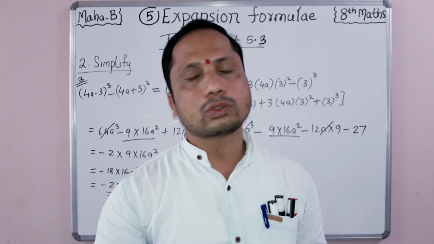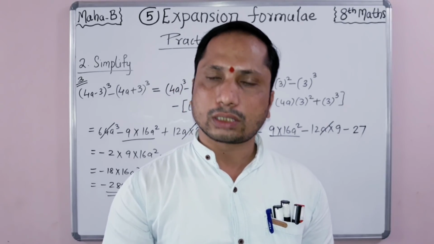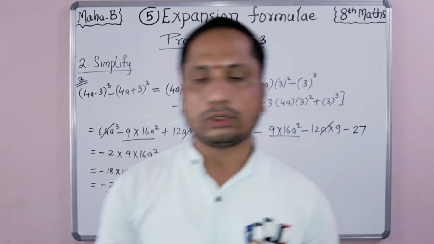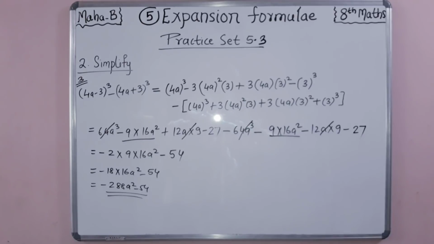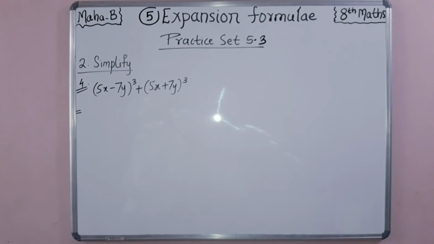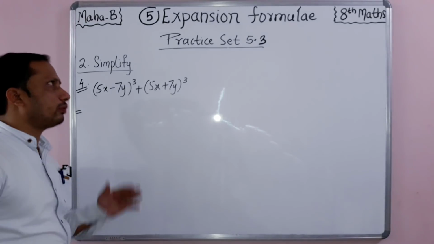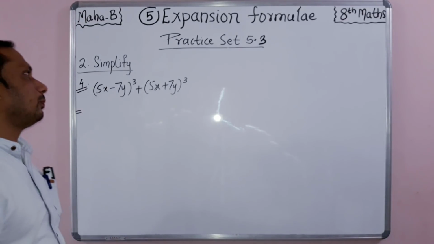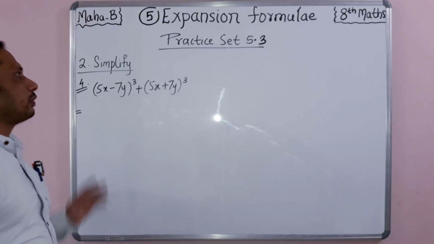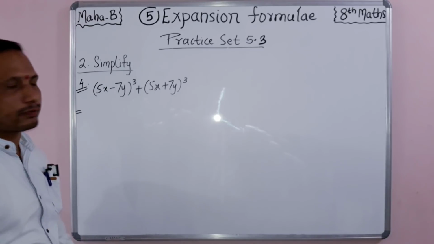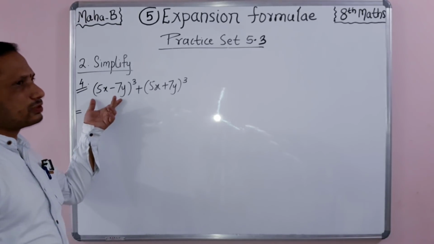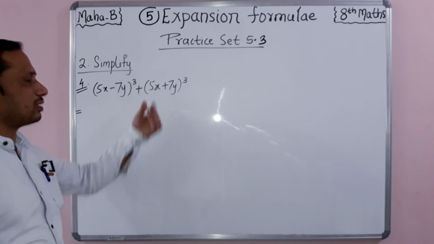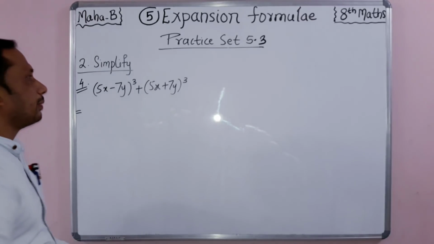And now we are going to solve the last question of the practice set 5.3. Okay students, see this is our fourth and last problem, practice set 5.3. (5x minus 7y) bracket cube, (5x plus 7y) bracket cube. So first we use the (a minus b) bracket cube formula, second we use the (a plus b) bracket cube formula.